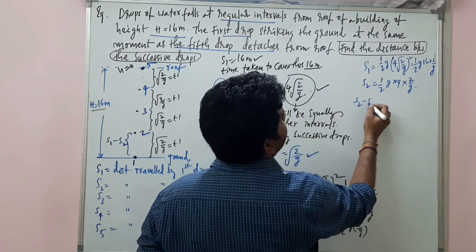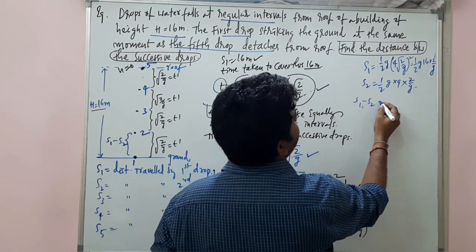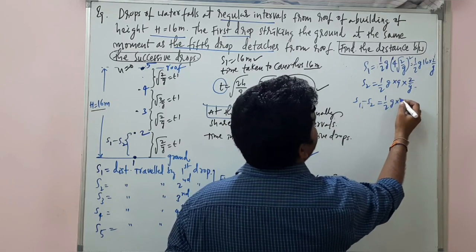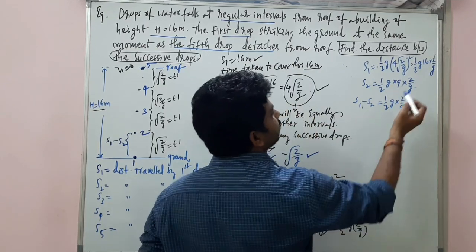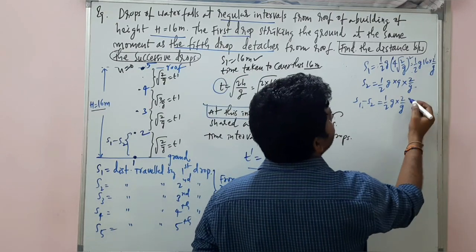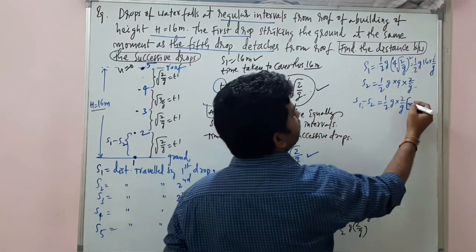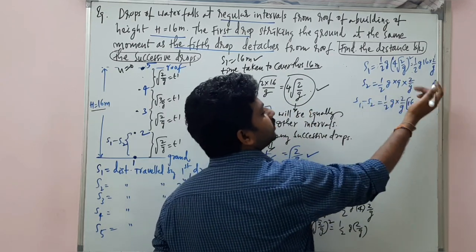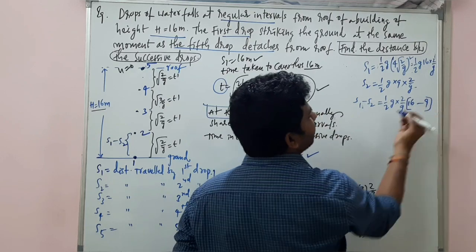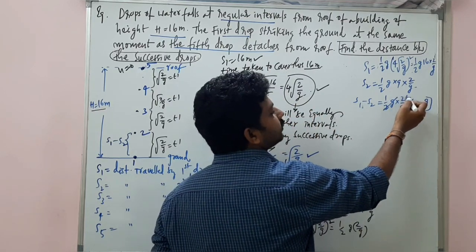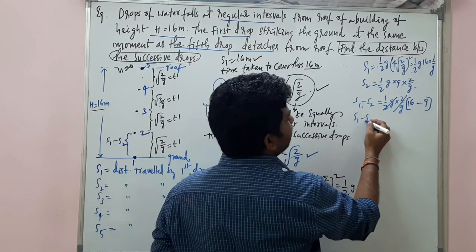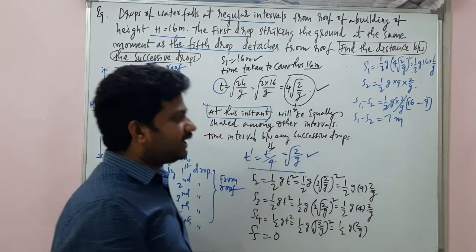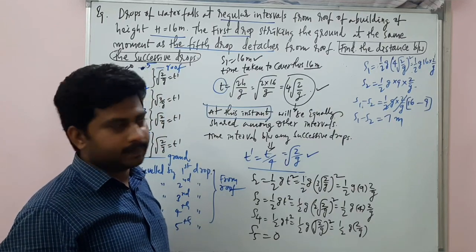So S1 minus S2 is how much? You can take everything common: half g into 2 by g. See, half into g into 2 by g you can take common from S1, so the remaining is 16, and from S2 also, half into g into 2 by g you can take common, so the remaining is 9, my dear students. So g by 2 and 2 by g cancel. So S1 minus S2 is equal to 7 meters. S1 minus S2 is 7 meters.